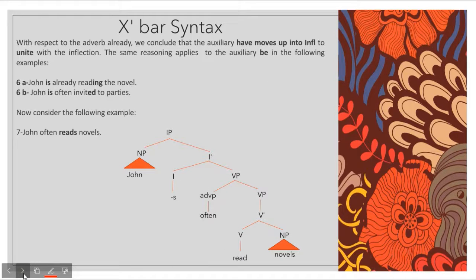Next, with respect to the adverb already, we conclude that the auxiliary have moves up into Infl to unite with the inflection. The same reasoning applies to the auxiliary be in the following example. We will do the same thing for the auxiliary be in this example. 6a, John is already reading the novel. 6b, John is often invited to parties.